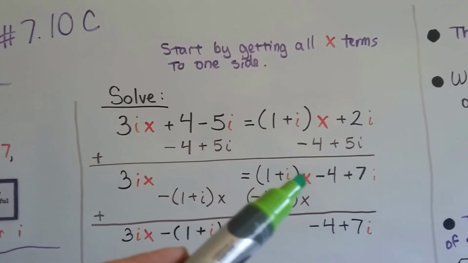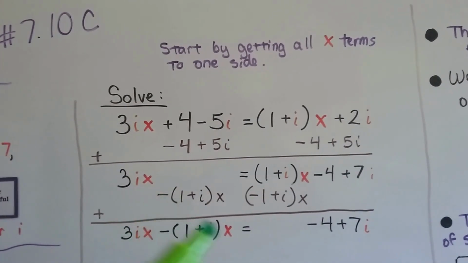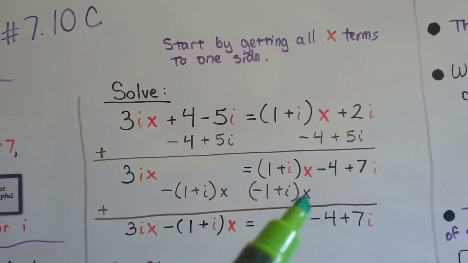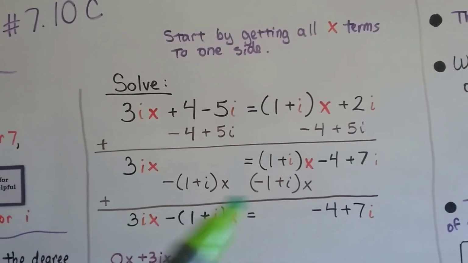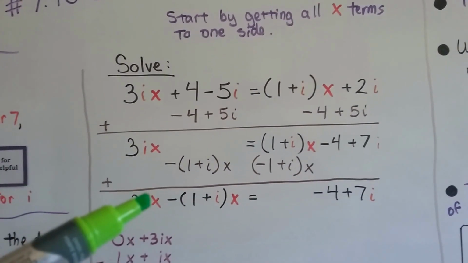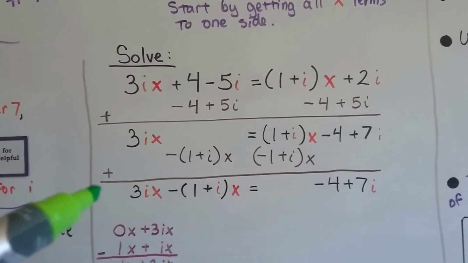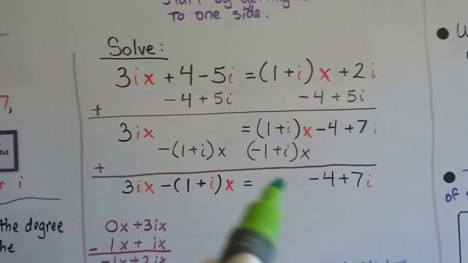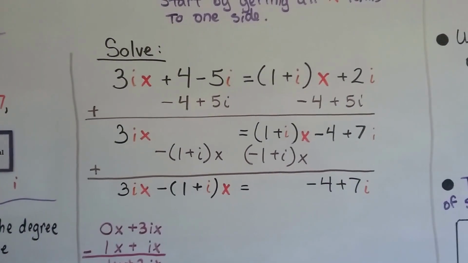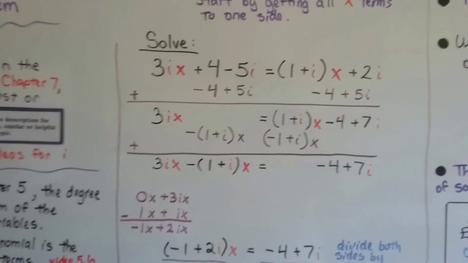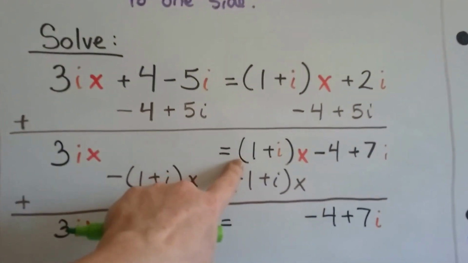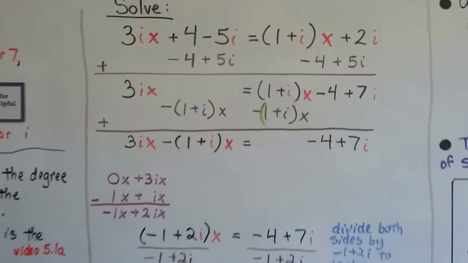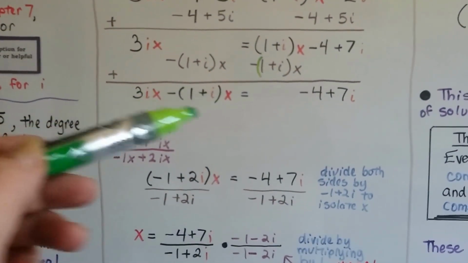Now we need to get this x over here. So we're going to subtract (1 plus i) times x from each side. And we're going to get 3ix minus (1 plus i) times x on this side and negative 4 plus 7i on that side. In fact, my parentheses was supposed to be on the inside, wasn't it? Like that. Okay, so this is a subtraction problem.